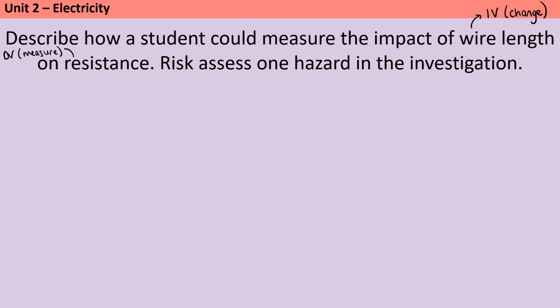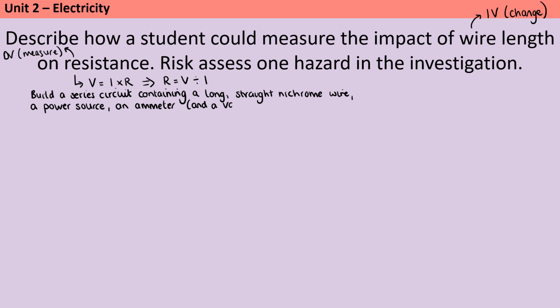Obviously, you can't measure resistance directly, so instead you're going to need to use a voltmeter and an ammeter to measure potential difference and current, and then use that V is I times R equation, which is rearranged to be resistance is potential difference divided by current. Now, this is going to be quite a long method, and there's going to be a couple of little variations where you could do things one way or you could do them a different way.